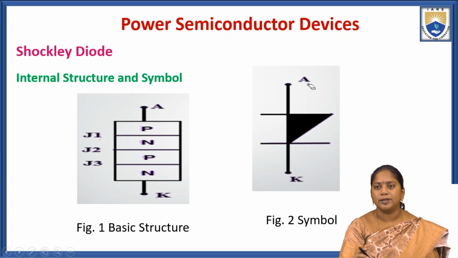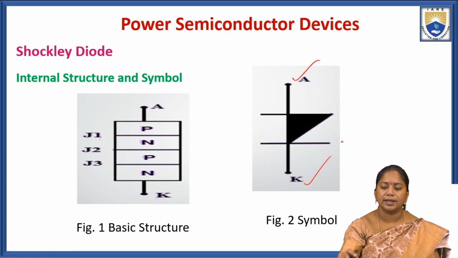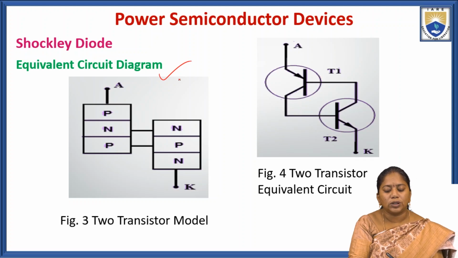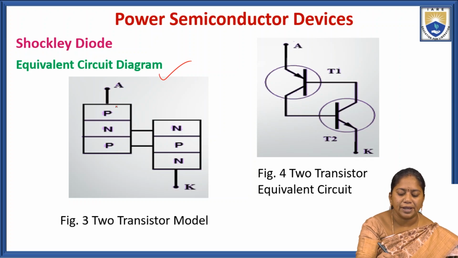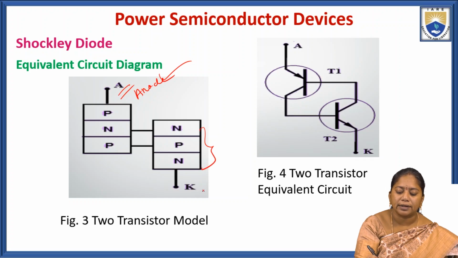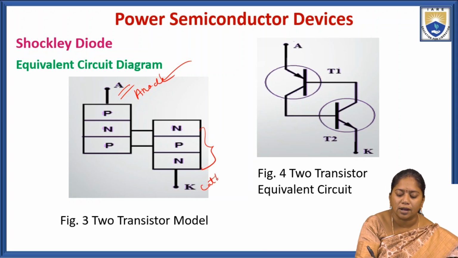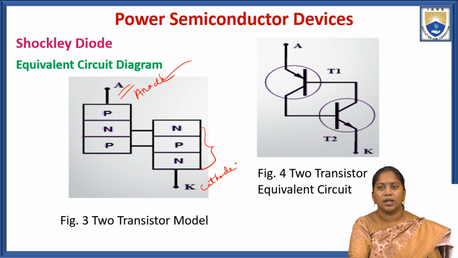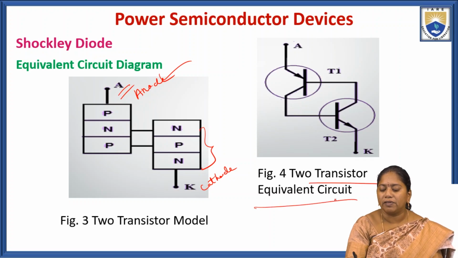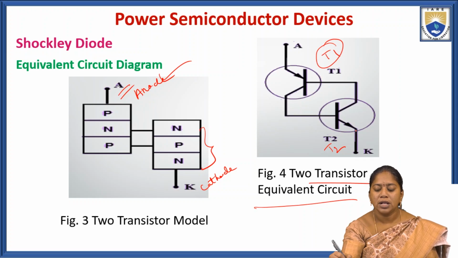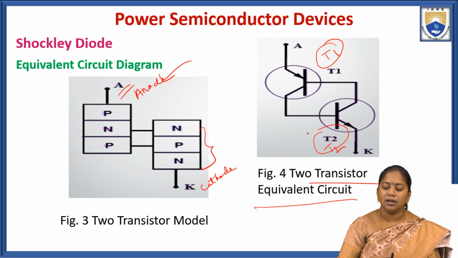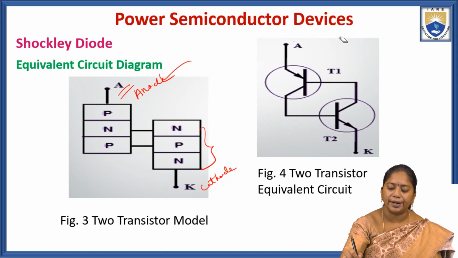Figure 2 is the symbol of the thyristor, with the anode and the cathode. This is the 2-transistor model equivalent circuit diagram. The first one is the PNP transistor T1, which acts as the anode. The second one is the NPN transistor T2, which acts as the cathode. This is the 2-transistor equivalent circuit.